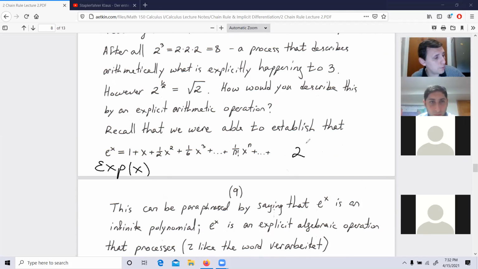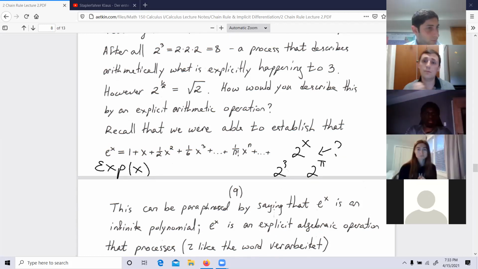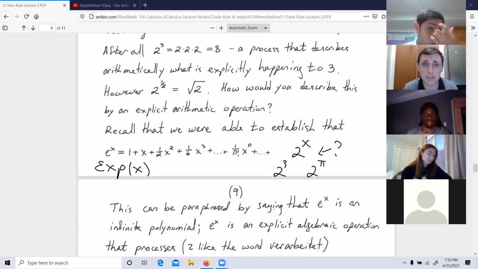taking, let's say, 2 to the power of x, I don't understand what to do. If it's 2 to the power of 3, I do understand what to do. But if it's 2 to the power of pi, I don't understand what to do. What do you mean, place pi to the power of 2? What sort of process is taking place?